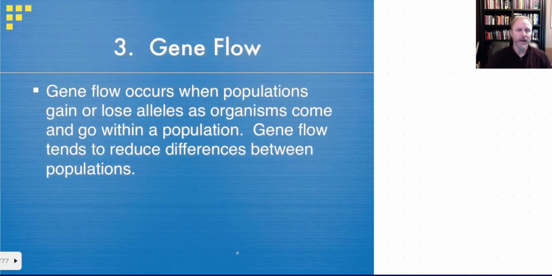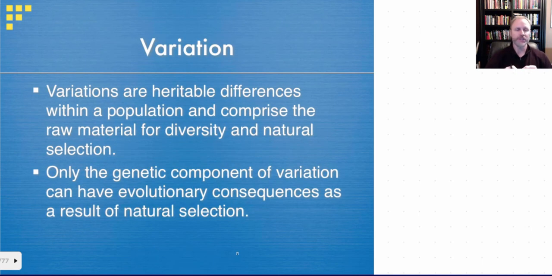Okay. Now, gene flow, this is when populations gain or lose alleles as a result of the migration of the organisms in and out of the population. And what this tends to do is really reduce differences between the populations. In other words, they're bringing genes in from various populations surrounding, so then they all begin to interbreed with one another and mix those genes, and that's what we refer to as gene flow.